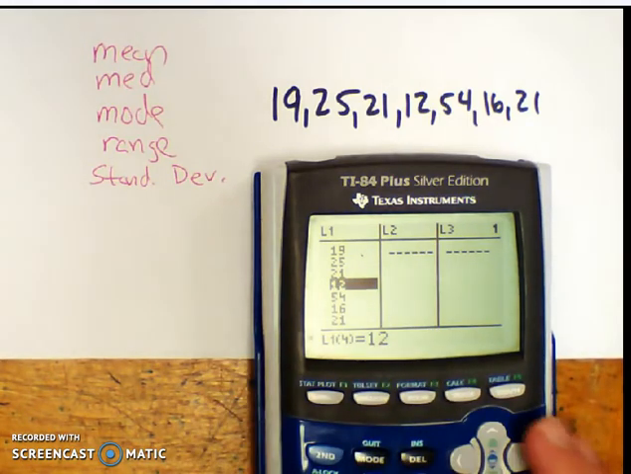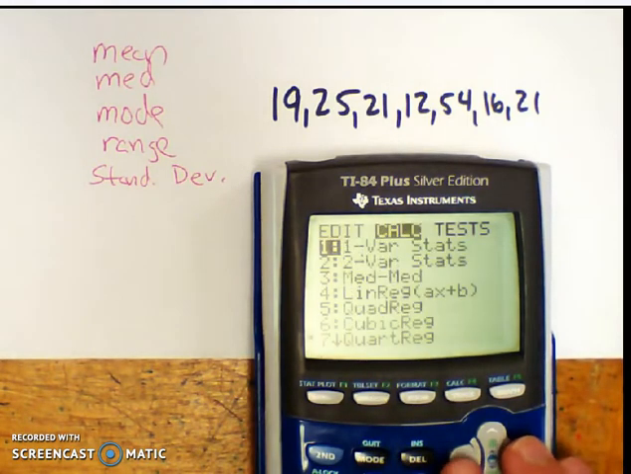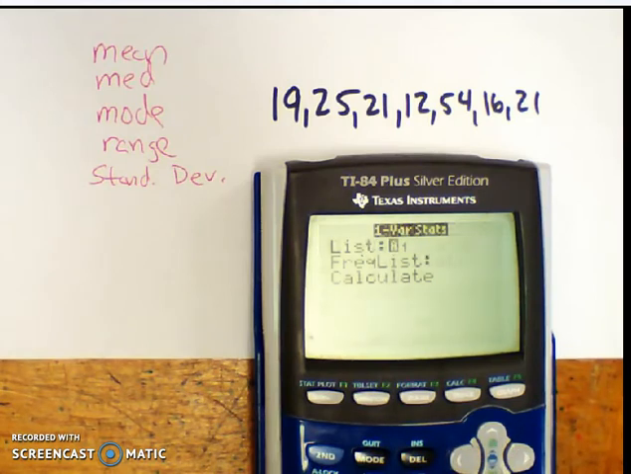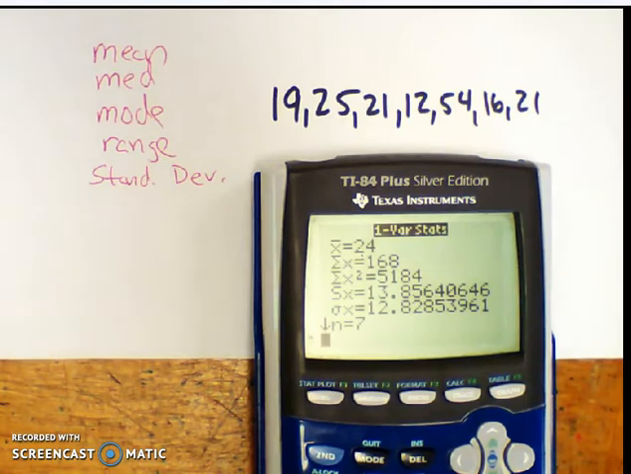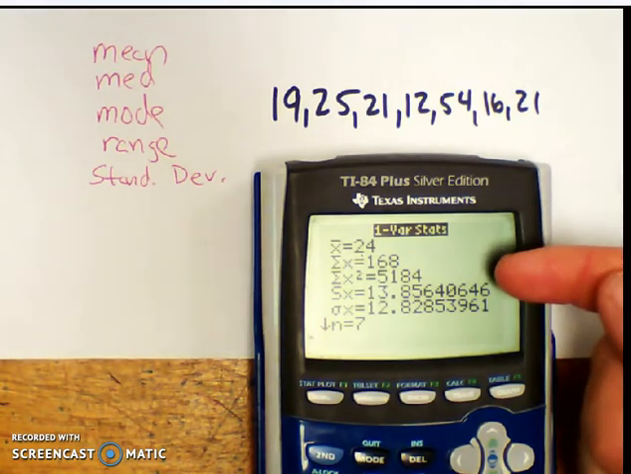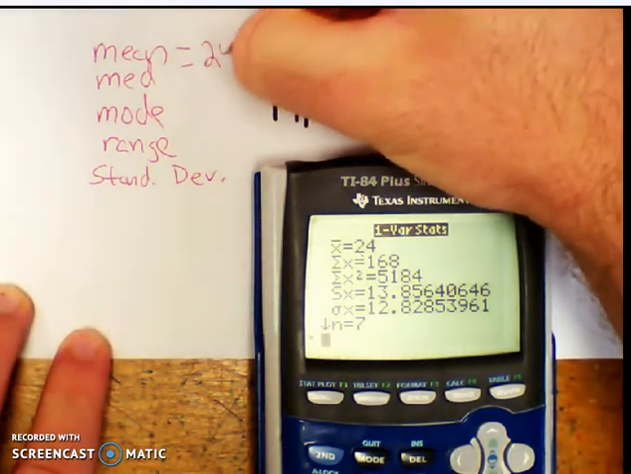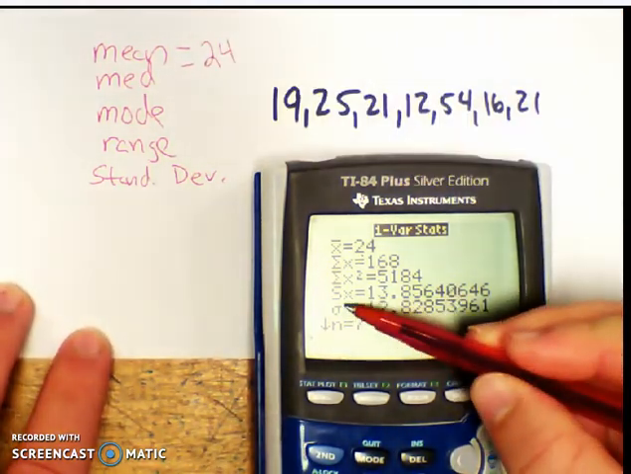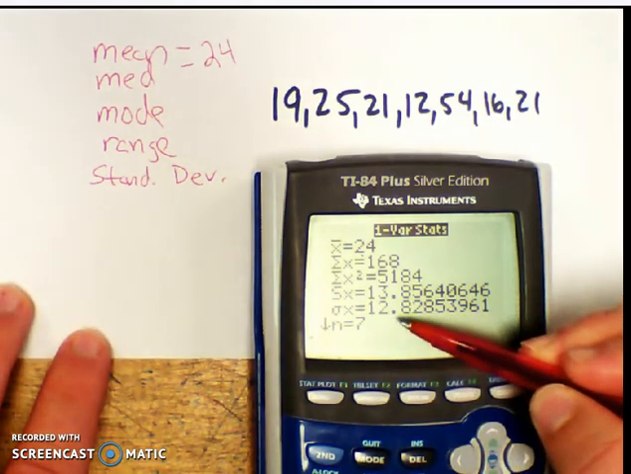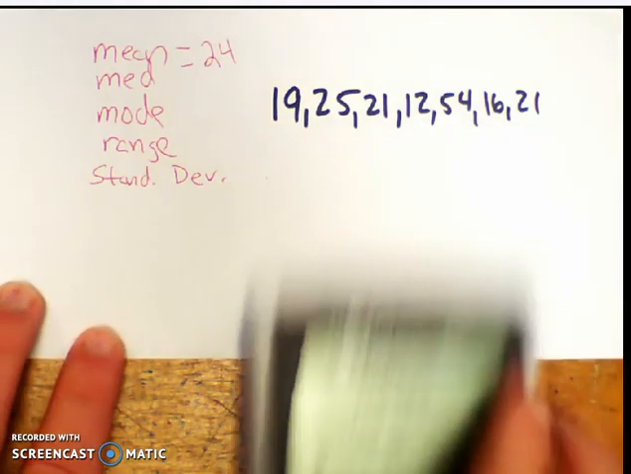Once you get it typed into your list, hit stat, go over to calculate, 1 variable statistics, hit calculate, and the list of things that shows up, you just have to be able to work through it and figure out what you need. The X bar is your mean. The mean is 24. The little circle, the line on top, is your deviation. That's 12.829.